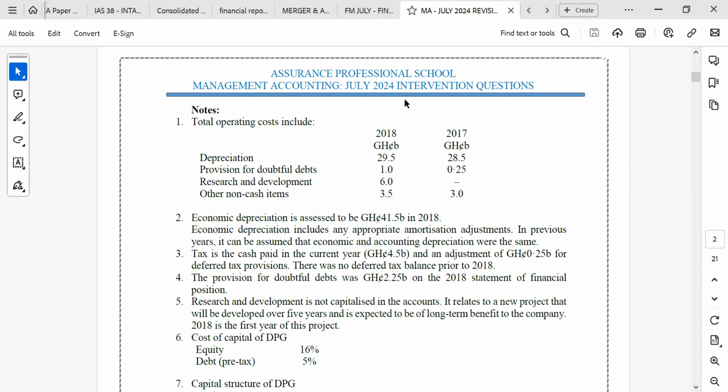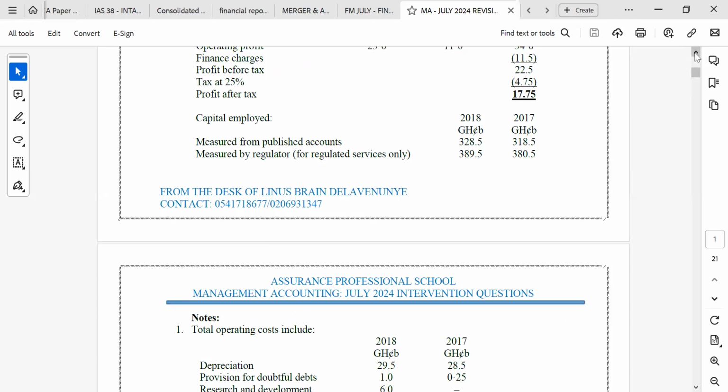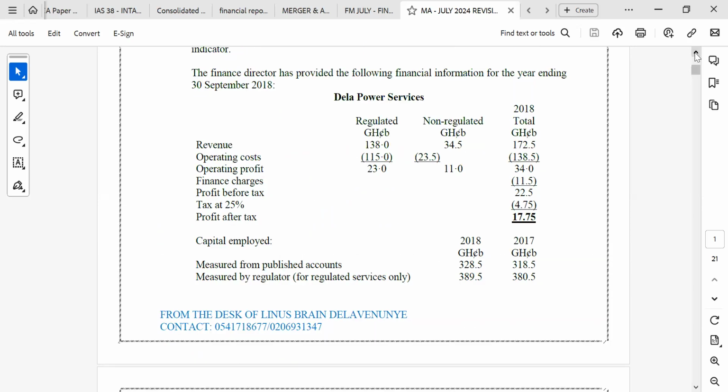Okay, then the next question is about the capital employed. We have two capital employed figures, the 385 and then 380.5. But we are taking the 318.5. I don't know the reason why we're taking that one. They say you have 381.5 and then 380.5. Okay, look at what has been added to the 380.5. For regulated service only. The service of the company is only regulated service.